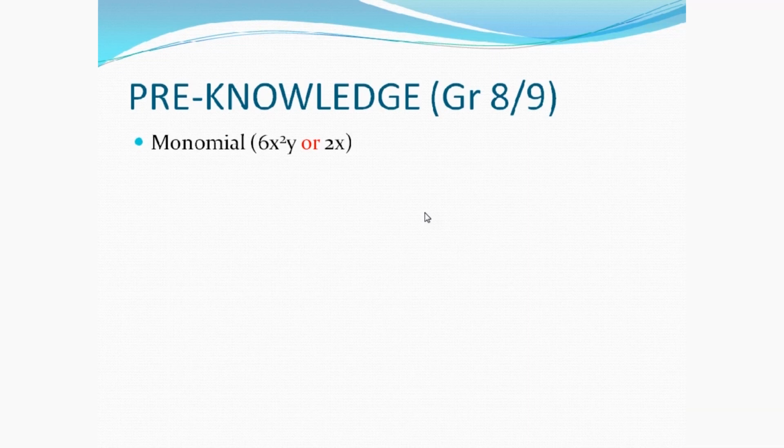In terms of our pre-knowledge, which is the learning that has happened at grade 8, grade 9, we have learned about the monomial. And a monomial is a term in simple words. And a term would have a number and some variables. Sometimes even a number itself can be referred to as a term.